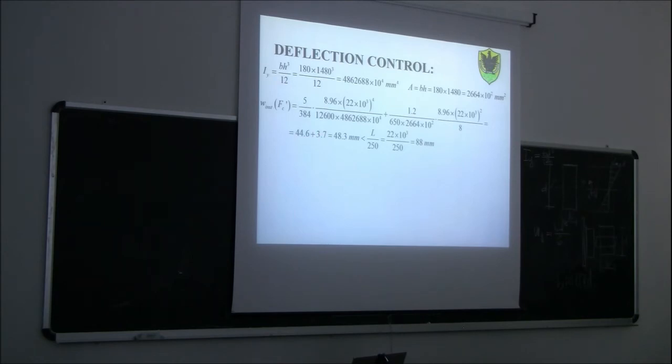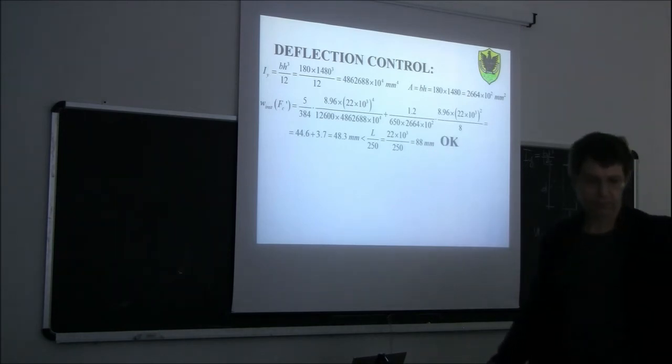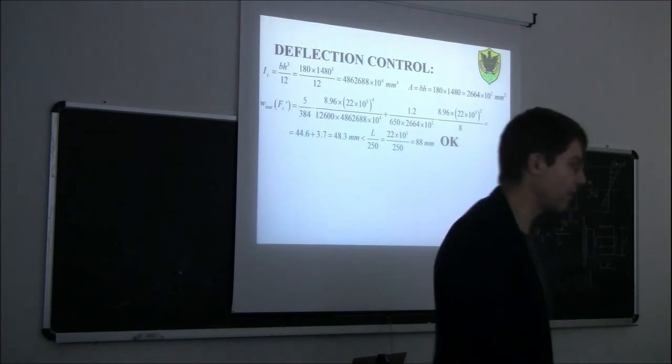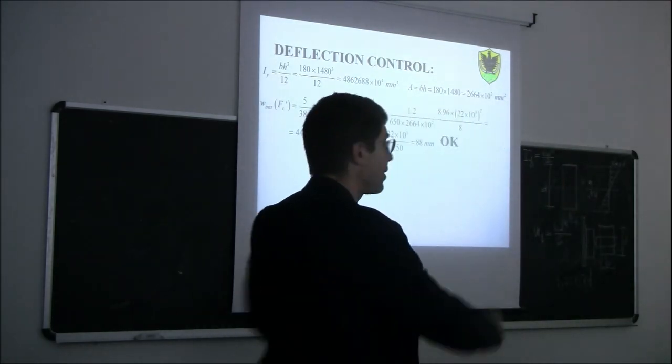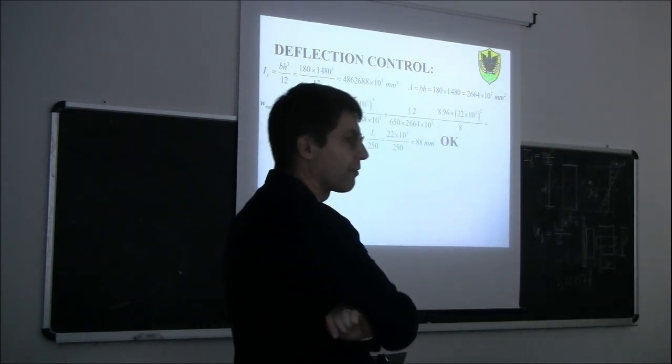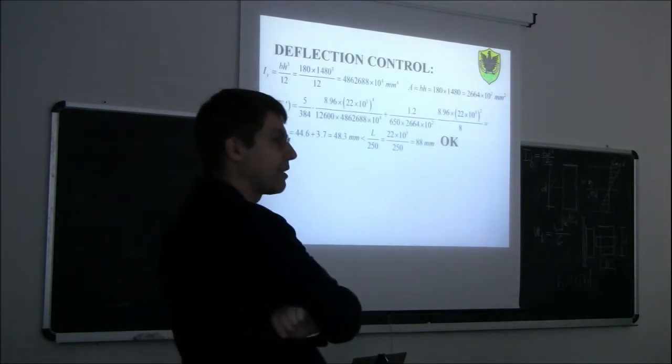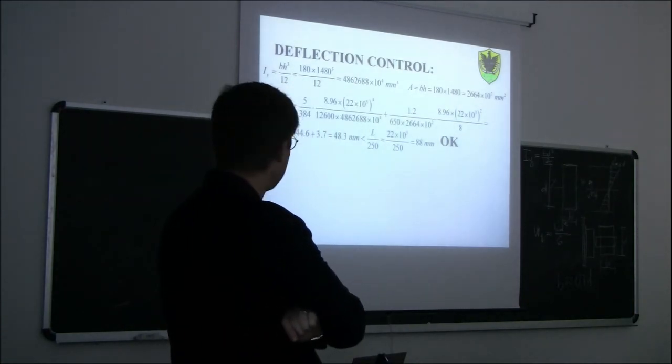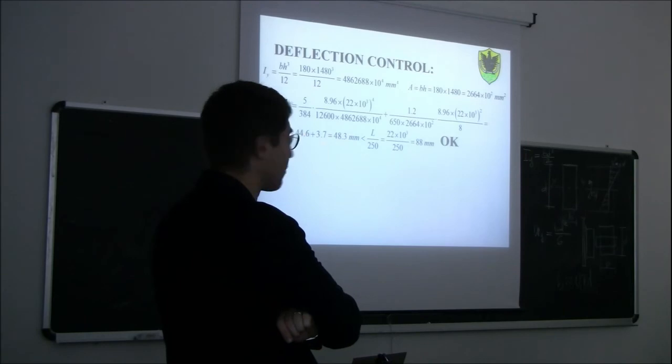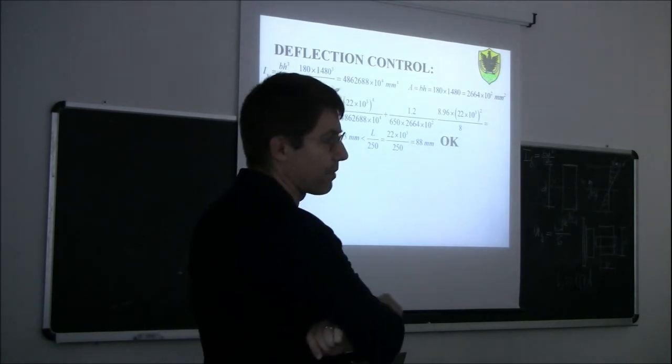44.6 plus 3.7, so 48.3. The limit is 1/50th of the length, so 88 millimeters. So we see that the first verification is satisfied. As a comment, let's have a look at the influence of the shear component of deflection. Is it very important in this case? No. You see, it's 4 millimeters out of 44. Basically, it counts as 10%.